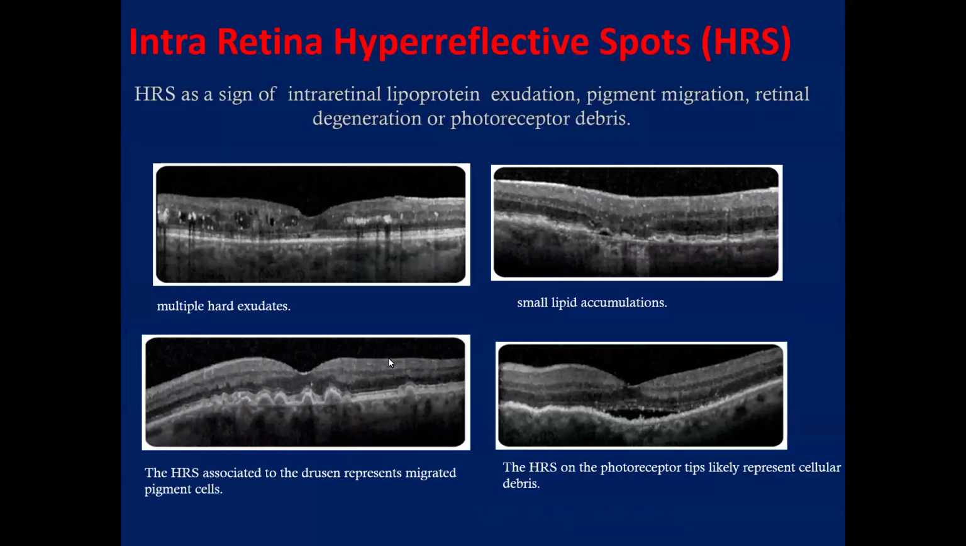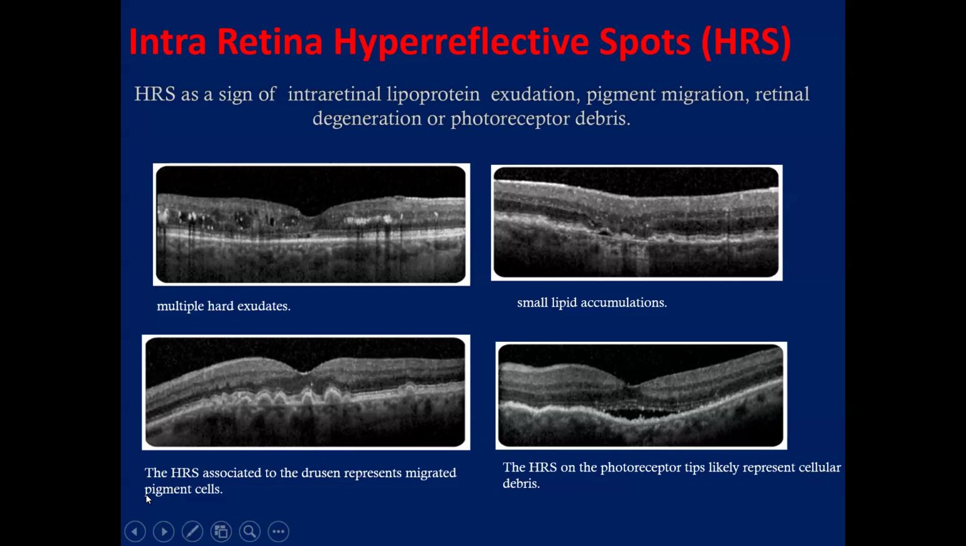The other one is hyperreflective material. These are intraretinal hyperreflective material, as you see here. This is a kind of hard exudate and also a prognostic indicator in a patient with DME. But sometimes you might have a small hyperreflective material in the intraretinal space. These are small lipid accumulations, or you might find drusen, some hyperreflective material above the drusen.